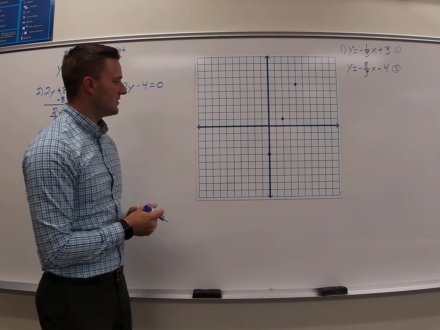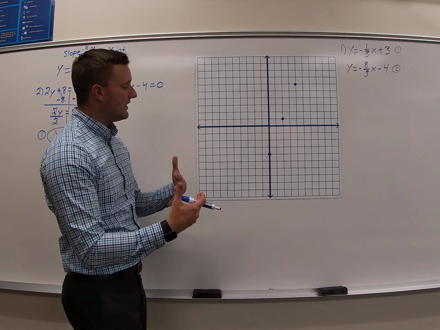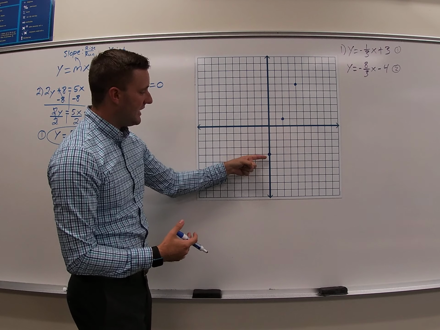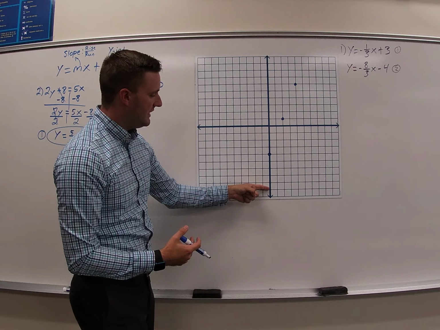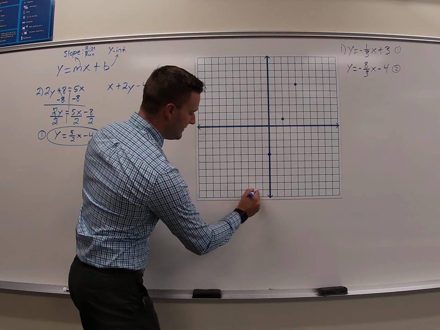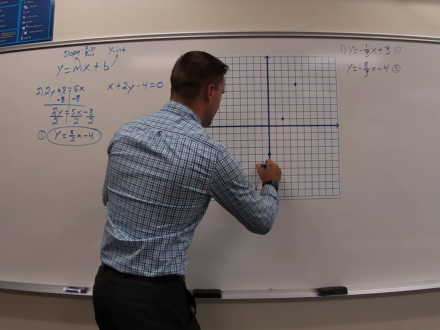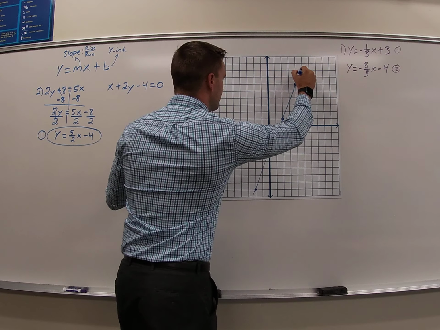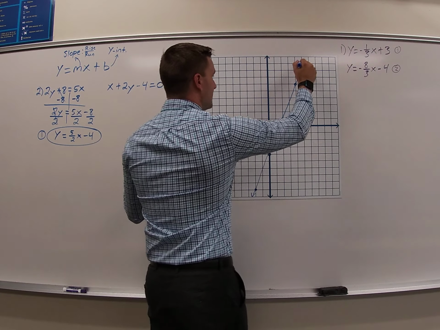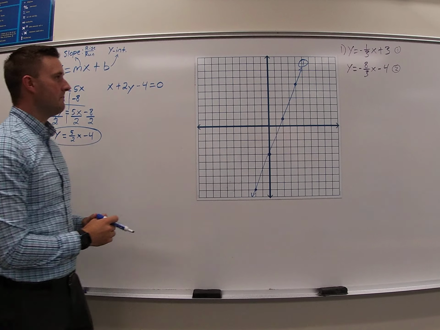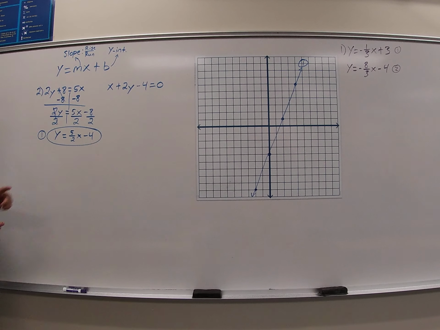And again, 3 points is good enough. Instead of going up 5, right 2, if you wanted to, you could go down 5, 1, 2, 3, 4, 5, and then left 2. And what you see is that this still makes a straight line. So we're going to connect those as best we can. Now, this was the first line that we graphed. Let's go ahead and take a look at line 2.